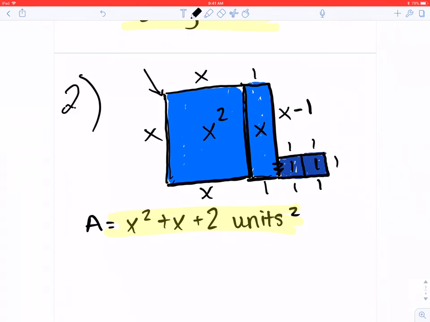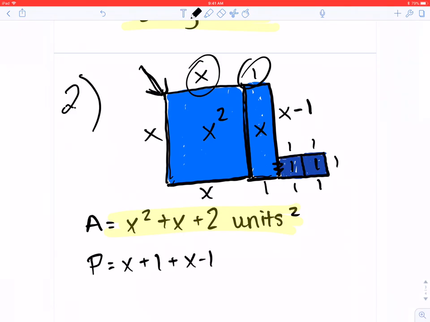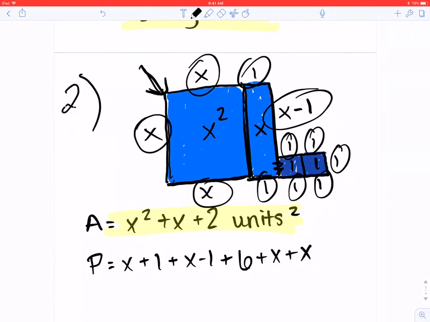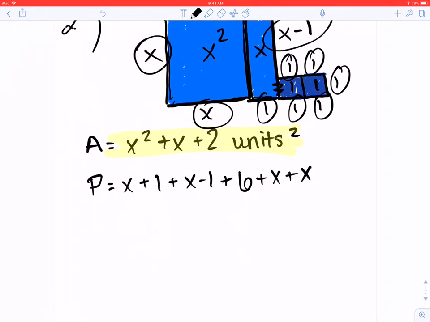Moving on to perimeter. I start at my top left corner. I have x plus 1 plus x minus 1 plus 1, 2, 3, 4, 5, 6, plus x plus x. Keep your work really neat. Spread things out so it's legible. I have an x column and a number column.